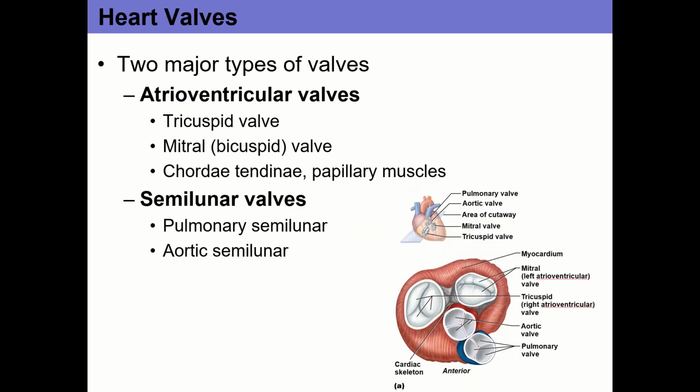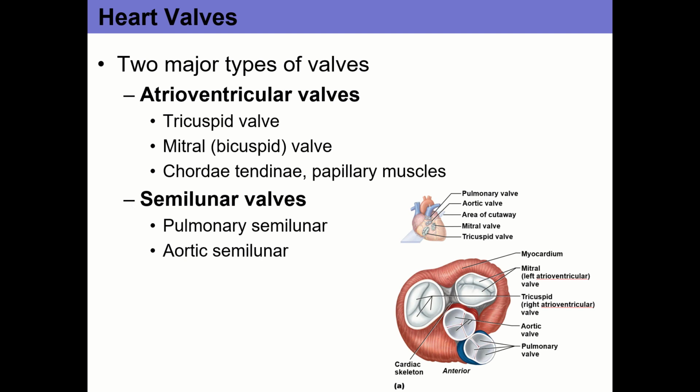All right, so let's talk about valves. There's two major sets of valves: the atrioventricular valves and then the semilunar valves. The atrioventricular valves tell you where they sit. They sit between the atria and the ventricles. And the job of both sets of valves is to prevent backflow of blood.